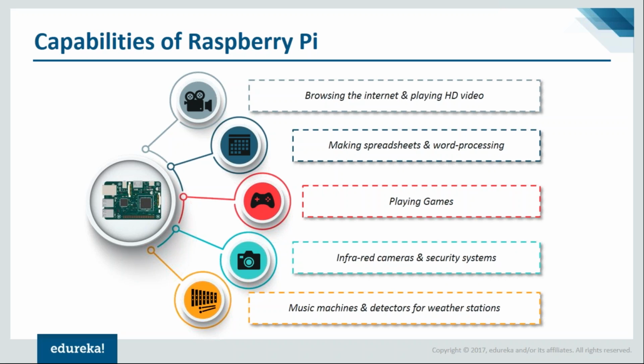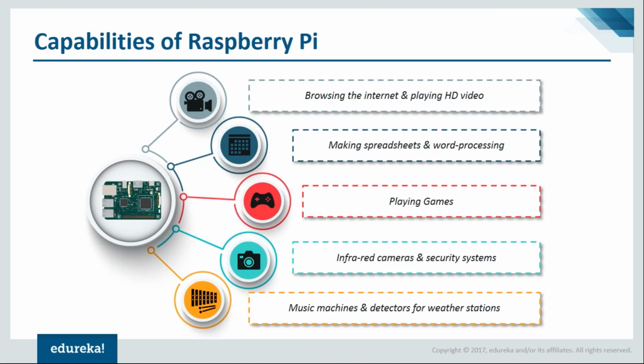Now apart from that, even basic operations like making spreadsheets, creating documents and presentations can be done on Raspberry Pi. And you have a huge set of games available which can be played on Raspberry Pi, making it quite interesting and easy for people to enjoy. Then you have various add-on capabilities like infrared cameras and security systems which can be built keeping Raspberry Pi as the core hardware.